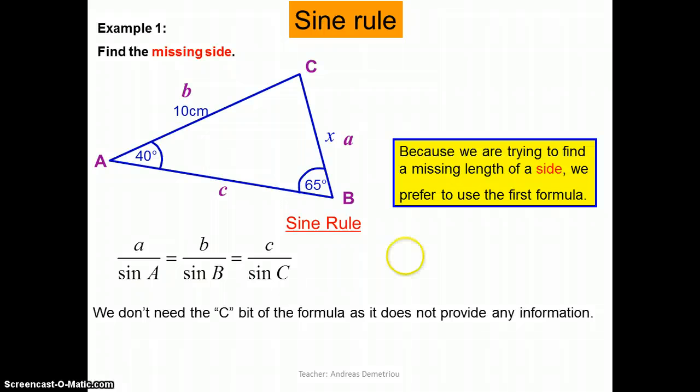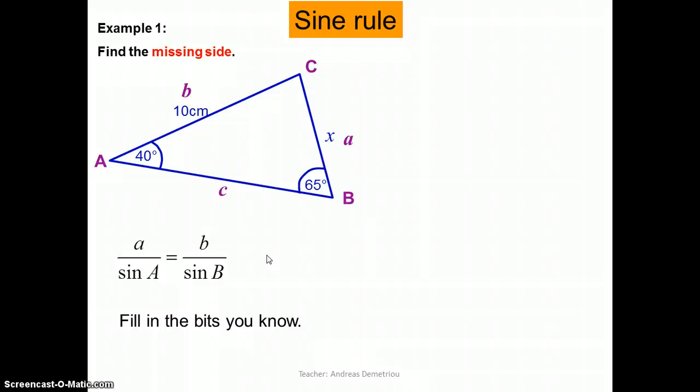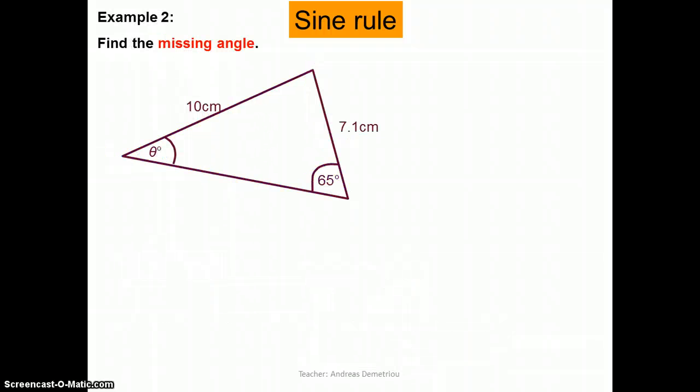Because we don't need the side c or the angle C, this part is useless, therefore we can erase it. And now we can fill in the values of the exercise. x over sine of 40 is 10 over sine of 65. By cross multiplying, you bring sine 40 to the other side, it becomes multiplication, and then you find the answer.